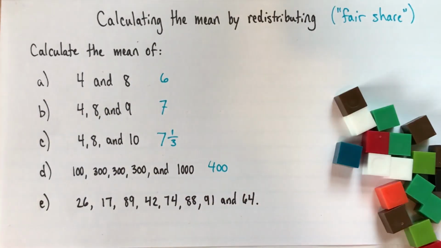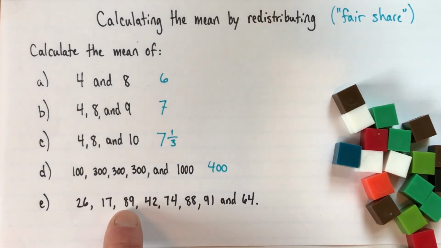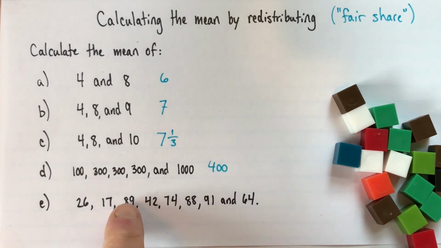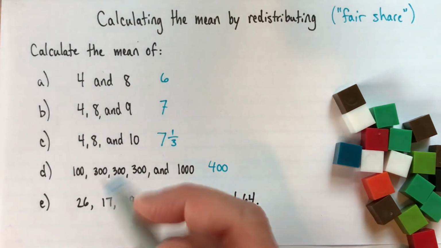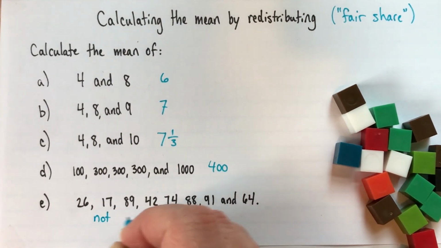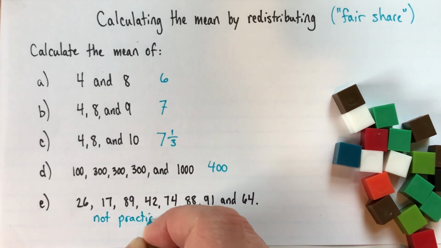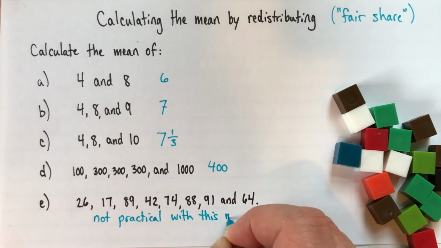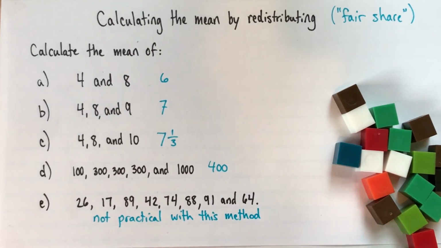Alright, and let's look at this last one. We need the mean of 26, 17, 89, 42, 74, 88, 91, and 64. Now, I am just going to say, this is not a good method for doing this question. So I'm going to write not practical with this method. Is it possible? It absolutely is. Is it practical? No. This is, I would say, a bad method for calculating this mean right here.